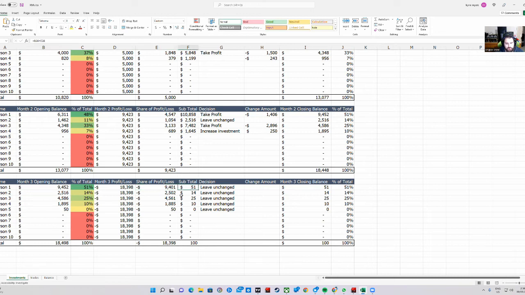Okay, I've only got $51 now in my account. All my money's gone. And that one there's got $14, $25, $10, and $0. Okay, so that's the percentage there. And that there would be the percentage for next month, but I've only got $51. Okay, so that's basically the spreadsheet.